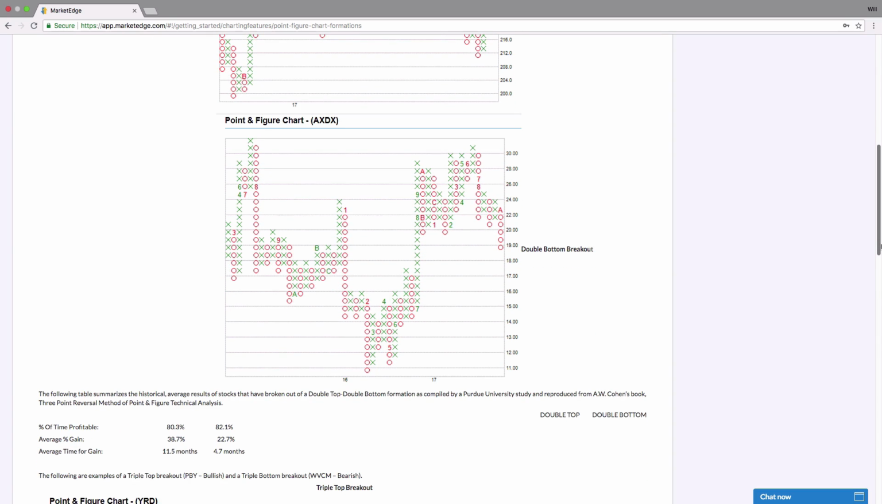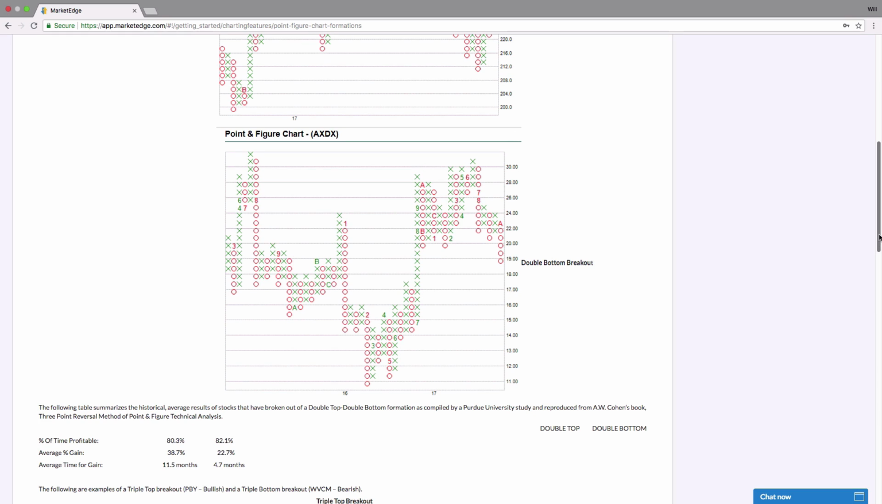So, let me jump in here real quick. Since we're bullish on the market, I'm basically looking for point and figure breakouts, bullish patterns. If we're bearish on the market and you're looking for stocks that are going to break down, you can go in here and also look for double bottoms, triple bottoms, and quadruple bottoms of stocks that are breaking down.